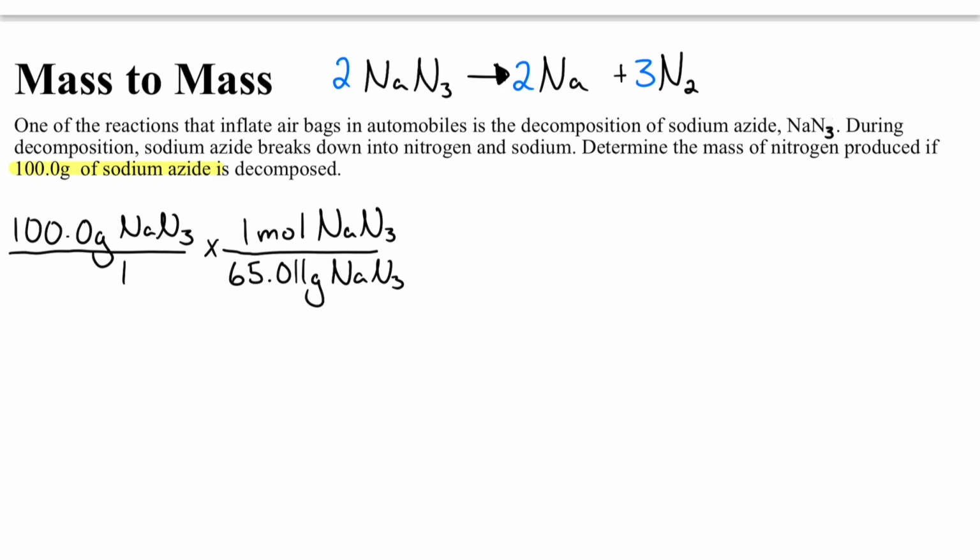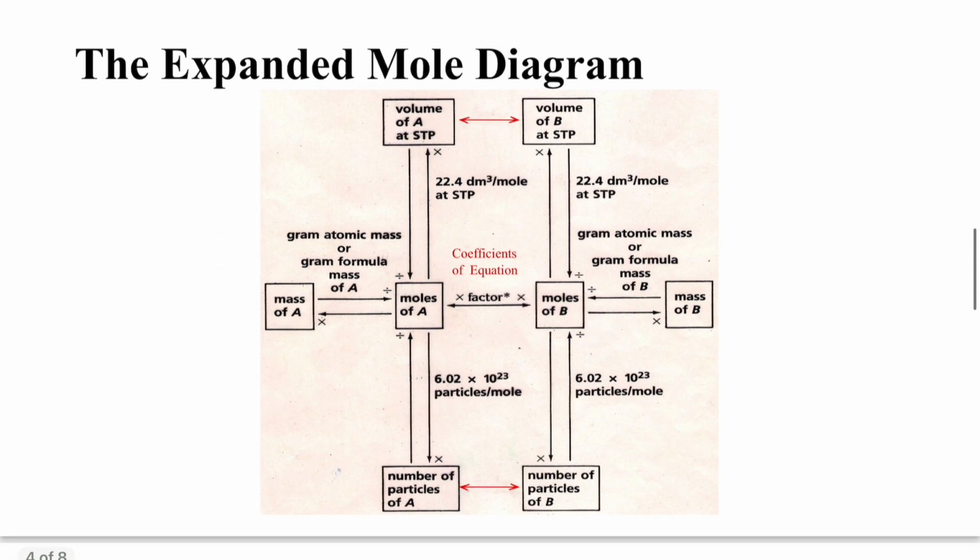So now that we have moles of sodium azide, because we've canceled our grams, now we need to convert to moles of sodium. So this is where you can flip over to the other side of your mole diagram and look at the expanded mole diagram. Because here's essentially the path that we're taking. We're taking the mass of sodium azide, converting it to moles. Then we're going to use a factor to convert from moles of sodium azide to moles of nitrogen. And then lastly, we will convert to mass of nitrogen.